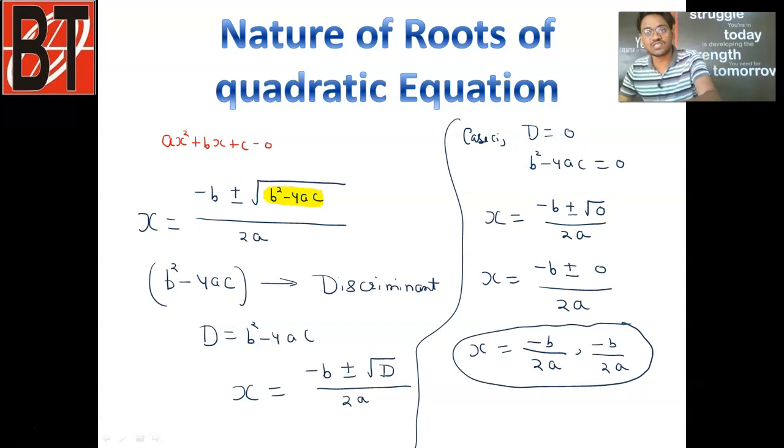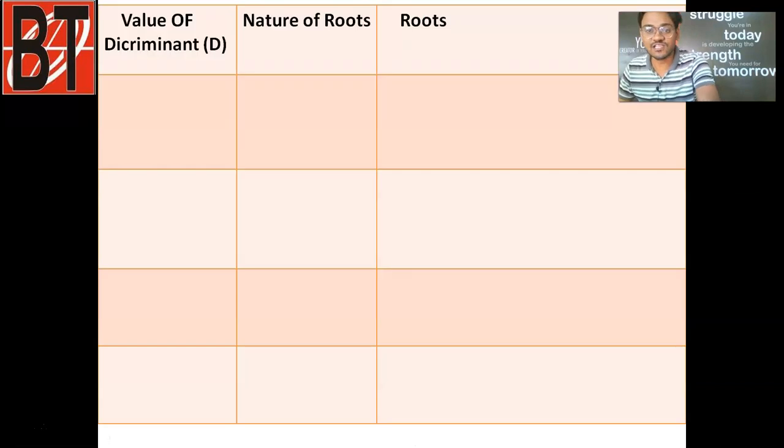Also these roots are real because a, b, c are real numbers. So b upon 2a is going to be a real number only. Okay. So students, in this particular case, we will say the roots are equal and real. So let us fill this table.